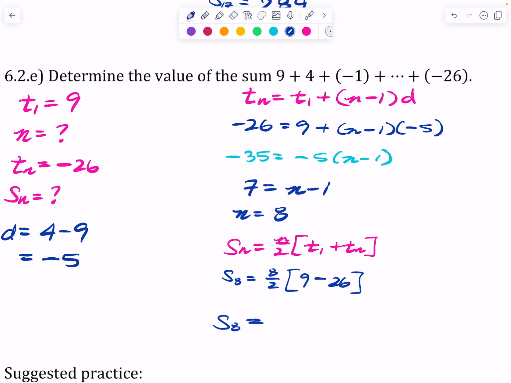You can make some guesses as to the nature of what this value is based on the series we see. We have 9 plus 4 plus negative 1 plus negative 6 plus some other stuff. Overall, is this series going to be positive or negative? Well, there's very little lying on the positive side, and then everything after this negative 1 is going to be negative. So negative, negative, negative, negative, and then finally ending with this negative 26. So you should overall be getting a negative value out of this. If you don't, something's gone wrong.